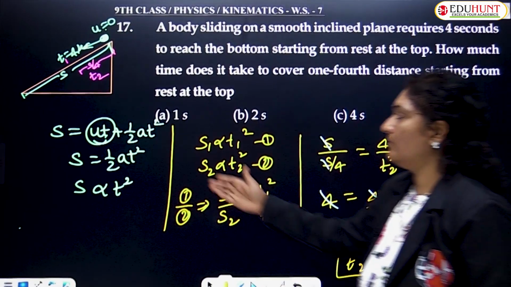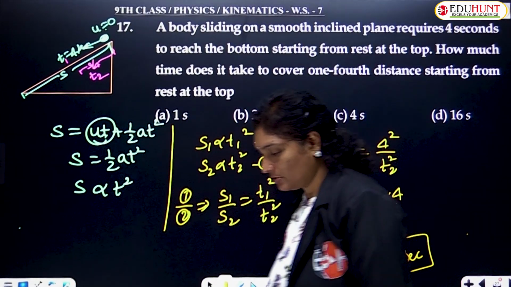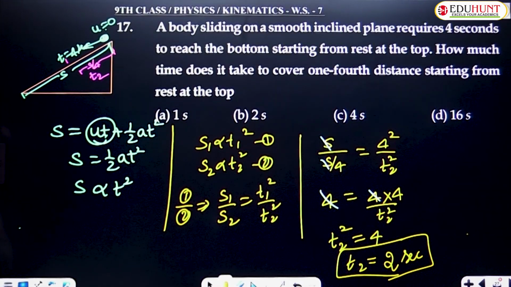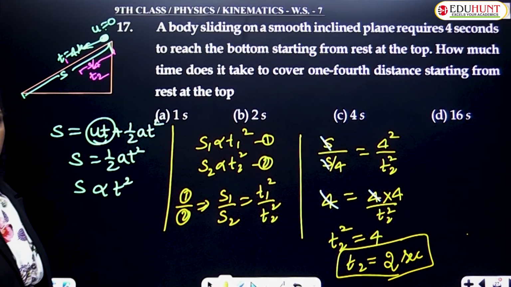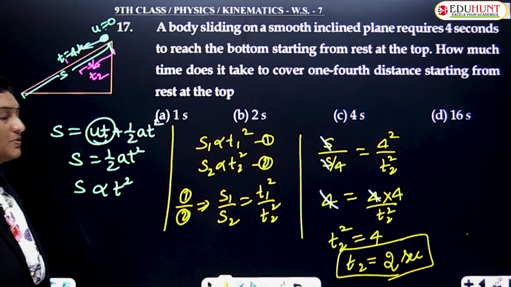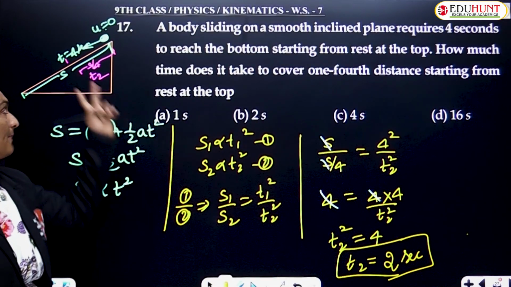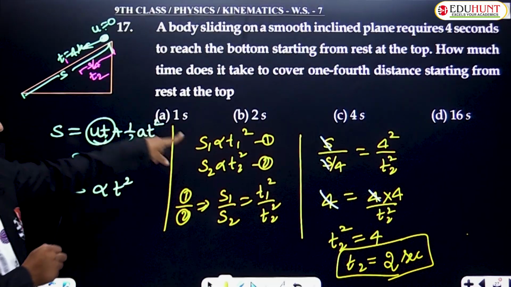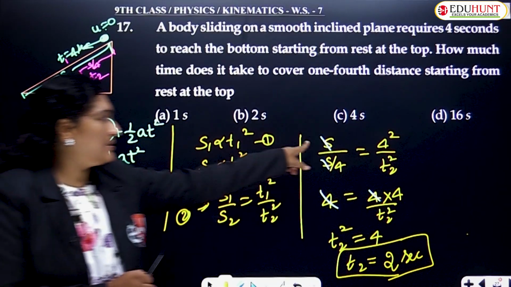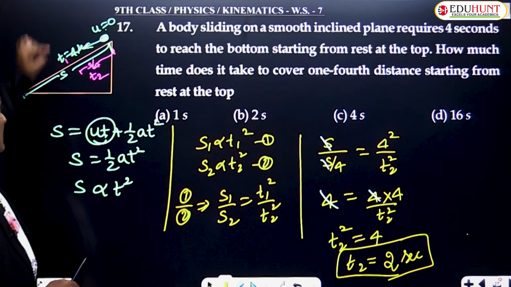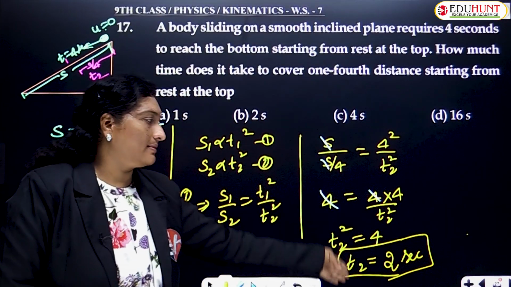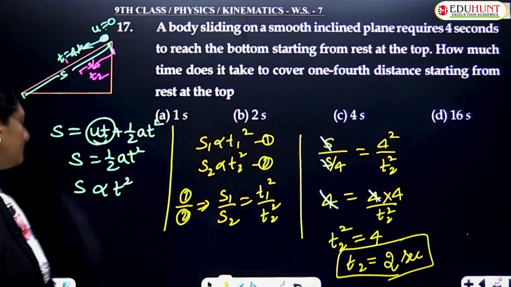So from the one and only one formula, s equals ut plus half a t square, for a freely falling body, u is considered as 0, so s equals half a t square, or s is proportional to t square. Comparing the two conditions, s1 is s, s2 is s by 4, T1 is 4 seconds, and T2 you are asked to find out. So dividing these two, you get the relation. Well, moving to the next question.